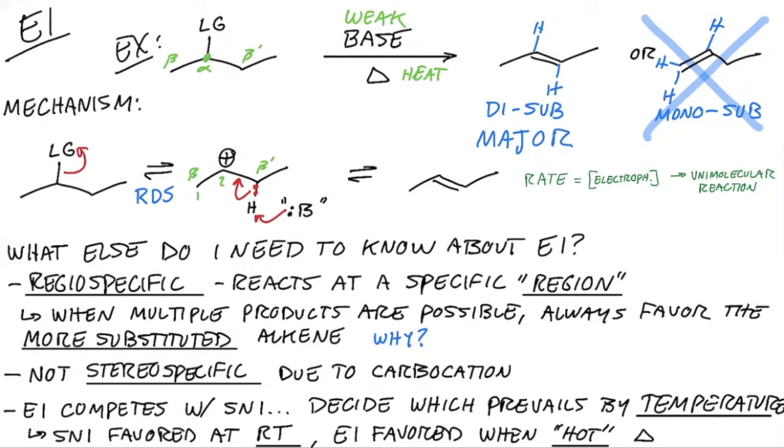This reaction is not stereospecific as far as thinking about whether that leaving group is on a wedge or a dash. It doesn't matter, because it's just going to leave, it's going to form a carbocation, and that's totally planar.